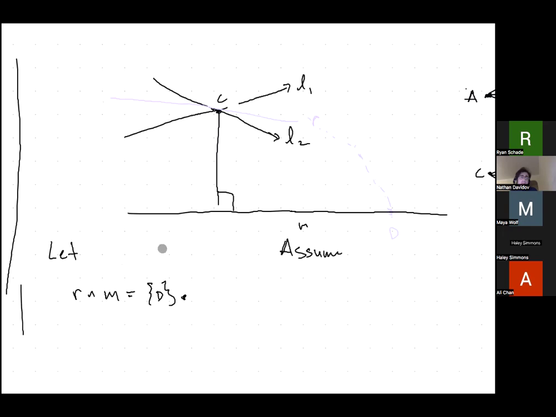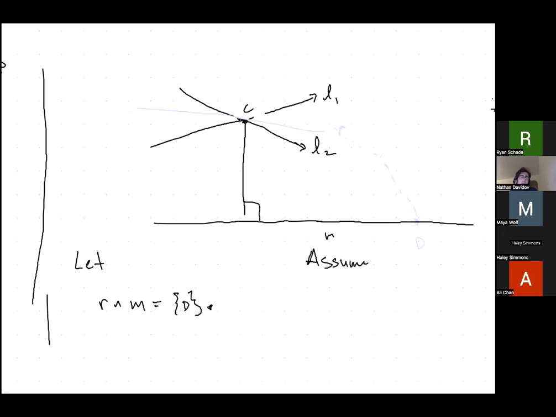Okay. So I think you still had that part, and then you had this. Which one is that? Okay, wait, hold on. Okay, there we go. So let it be that CE... no, L2 is between CE and R, and assume that R intersect M is equal to D.